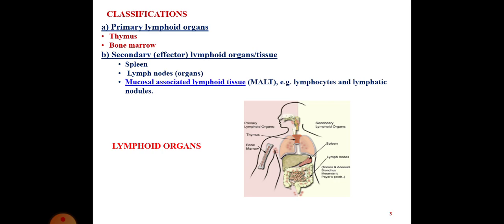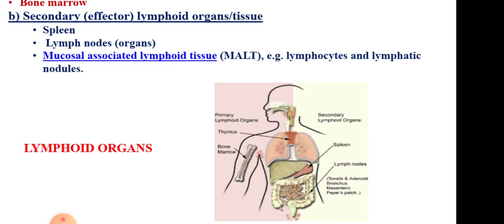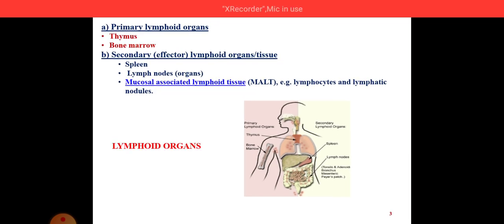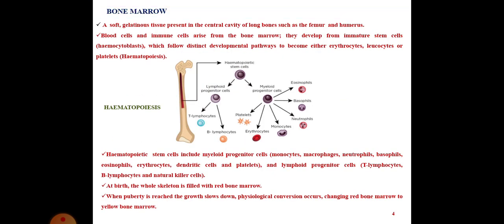Now we see the major classification of the lymphoid organs, which are subdivided into primary lymphoid organs and secondary lymphoid organs or tissues. First we see the primary lymphoid organs. They are subdivided into thymus and bone marrow. Next we see the secondary lymphoid organs: spleen and lymph nodes. These two are organs, and there are also tissues like mucosal associated lymphoid tissues.